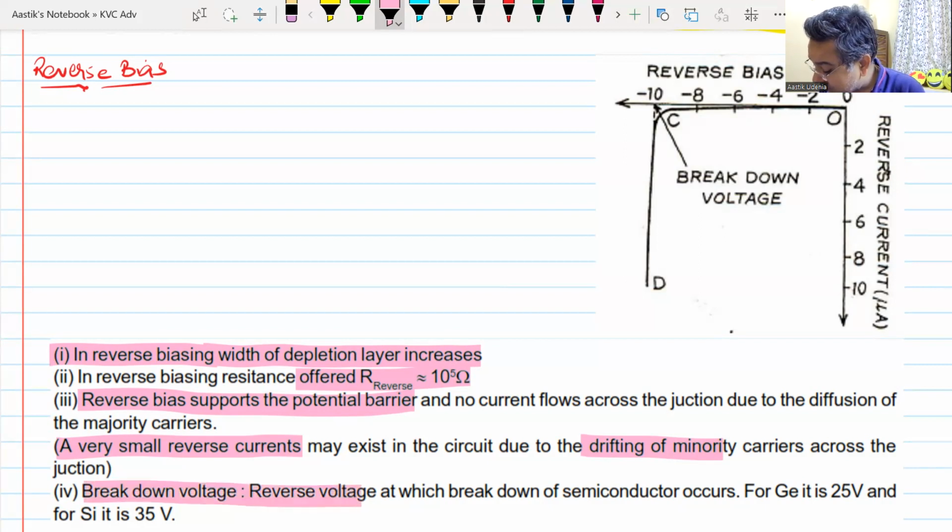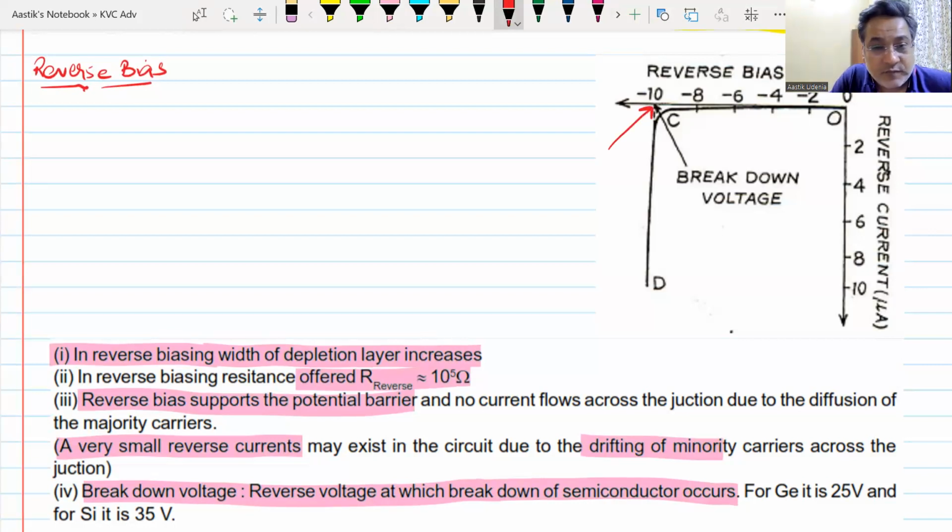Breakdown voltage: if we keep on increasing the reverse voltage, at some point the junction will break down. Boom! The junction breaks down. That voltage is known as the breakdown voltage. I hope you can see the breakdown voltage. Yes or no? Yes, sir. You have 2 minutes to note it down. Remember, semiconductor is all about these points.